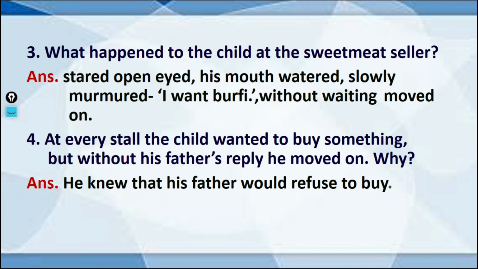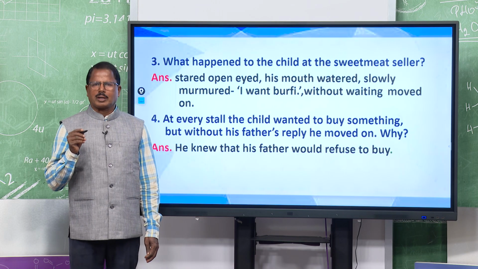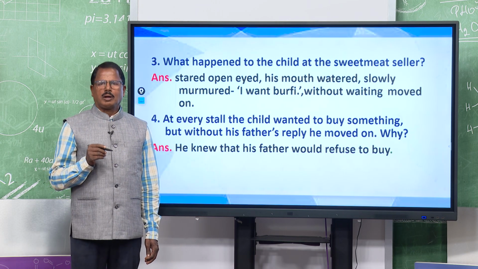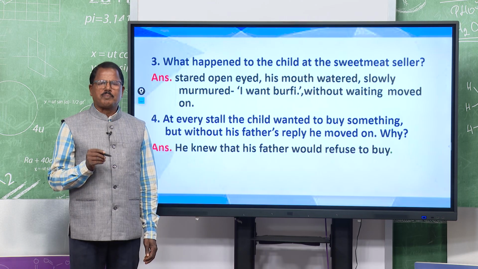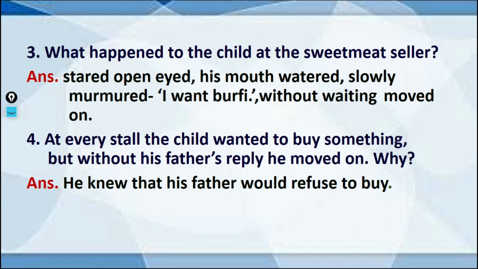And question number 4, at every stall the child wanted to buy something, but without his father's reply he moved on. Why? At every stall, at the flower seller, at the sweetmeat seller, everywhere, or the snake charmer, everywhere he stopped, watched, saw the beautiful sight. He was very much attracted, but without his father's reply, he moved on. He knew that his father would refuse to buy.